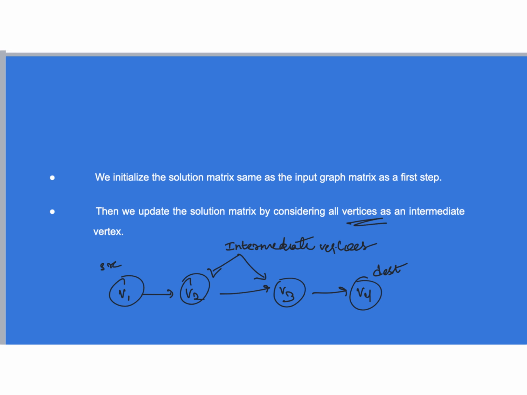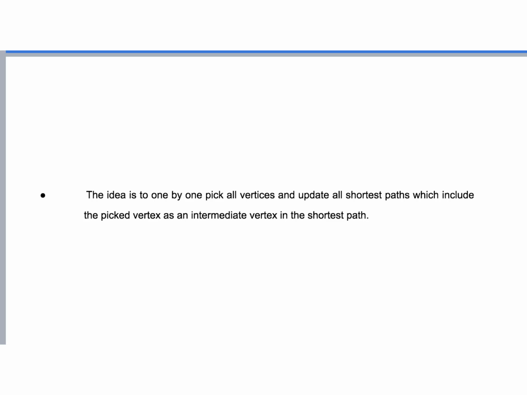Okay, so you basically get it now. The idea is to pick all the vertices one by one and update all the shortest paths which include the picked vertex as an intermediate vertex in the shortest path. This is confusing, so let's take a look at it again to make sure you understand it. One by one, we pick all the vertices. We have 4 different vertices, and we update all the shortest paths which include the picked vertex as the intermediate vertex in the shortest path.